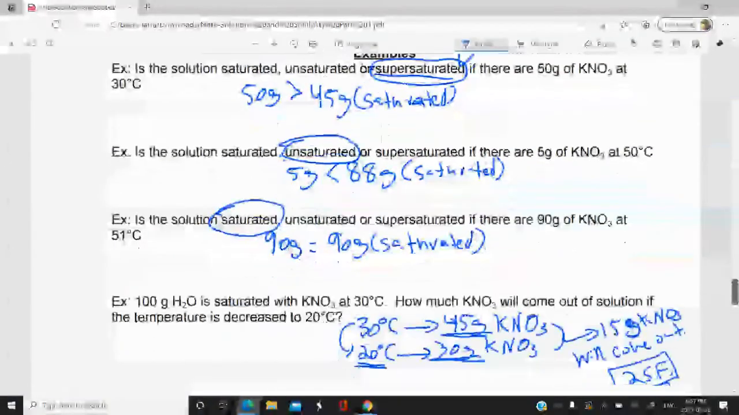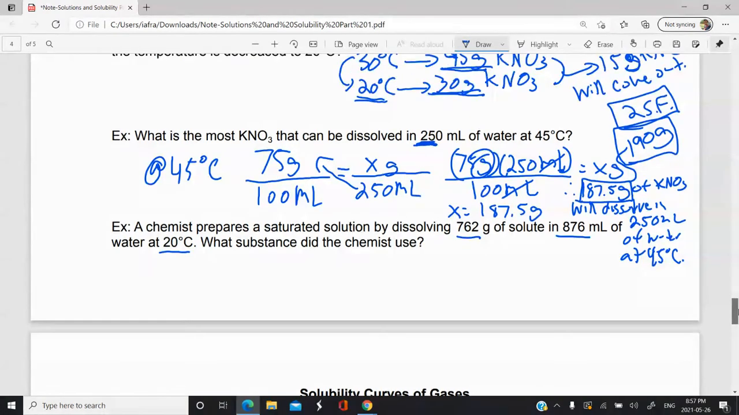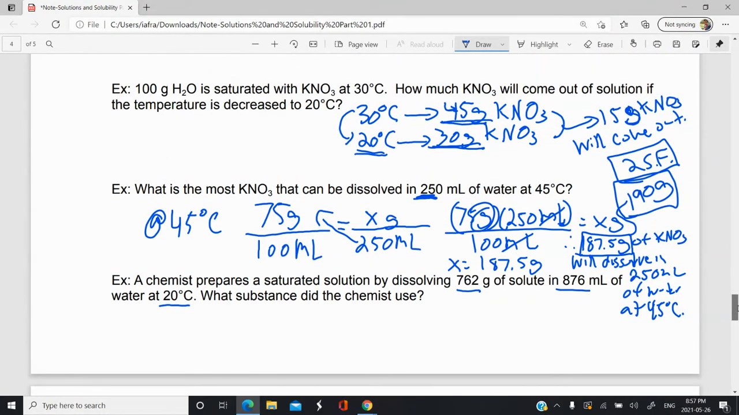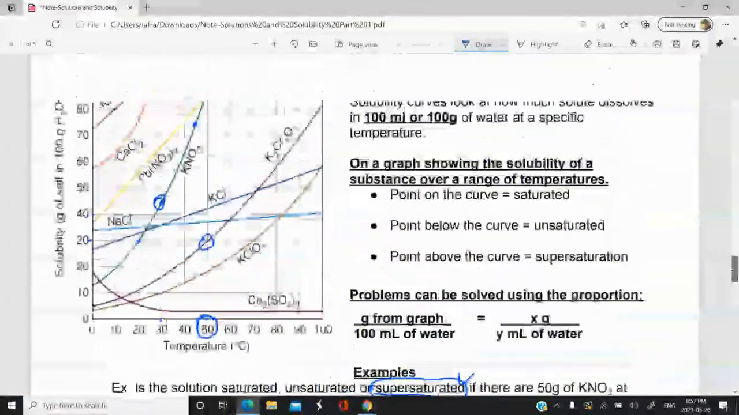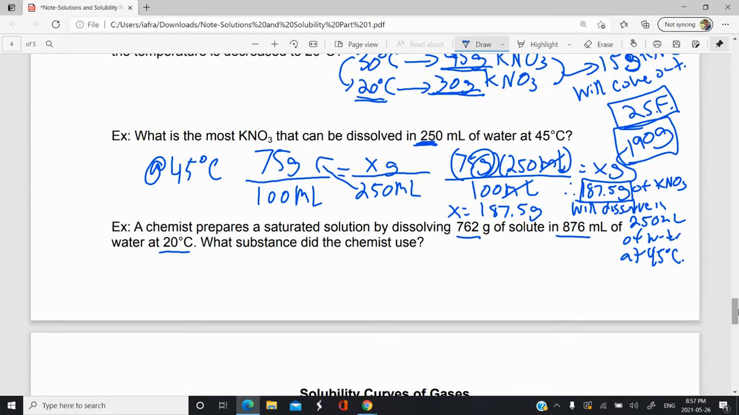Now, here I didn't specify 100 grams of water, so I can't just go and say 20 degrees. Let's see where we reach, 762 grams up here, because that's not for 100 grams of water. But as you know, we can translate that into 100 grams of water by using our ratio, because the ratio should be the same. So let's see what this substance would be in 100 grams of water as opposed to 876 grams of water.